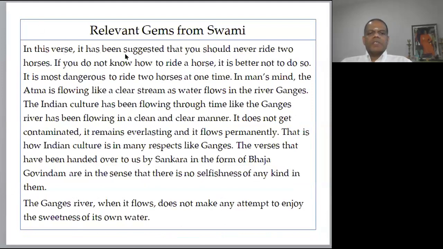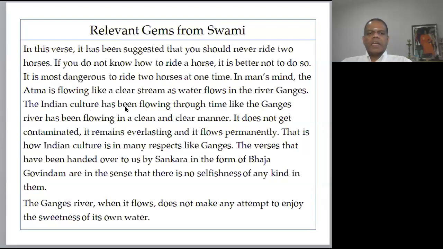In this verse, it has been suggested that you should never ride two horses. If you do not know how to ride a horse, it is better not to do so. It is most dangerous to ride two horses at one time. In man's mind, the Atma is flowing like a clear stream, as water flows in the river Ganges.